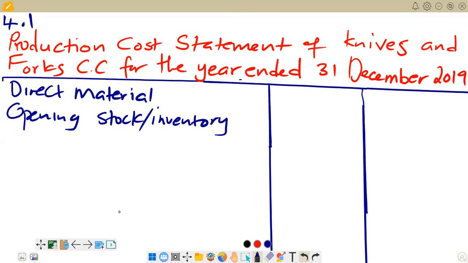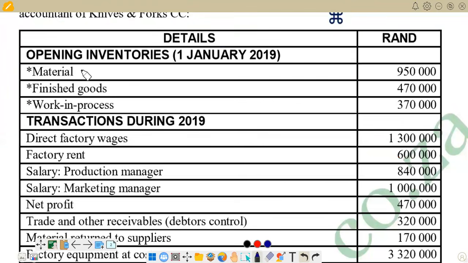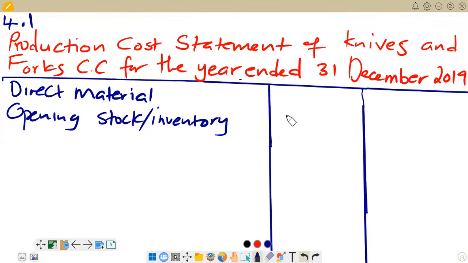So we go back to our question to check what figure we have for that opening inventory. It's here for material, 950,000. So we are going to start with that one, 950,000, and put it in this column. Remember, on the formula we said we are going to add purchases here, and this is the purchases of material.